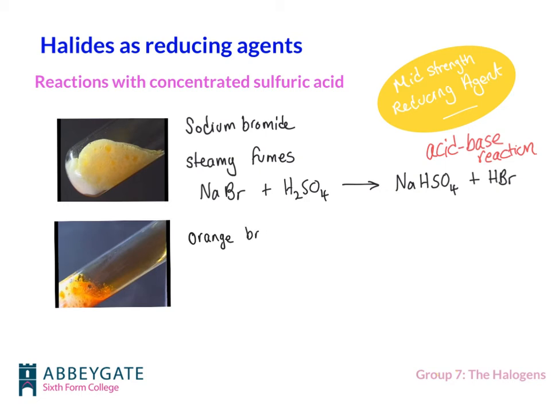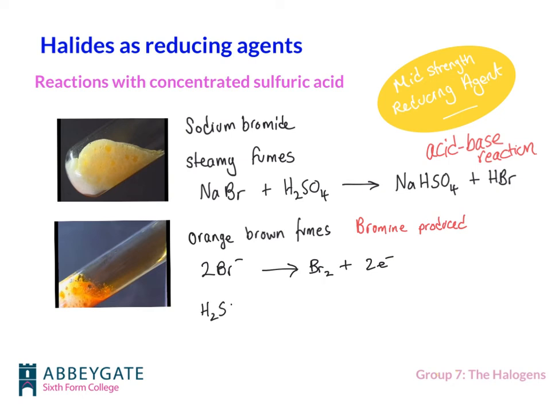But we'd also find that we get some orange-brown fumes as well as the steamy fumes, and this didn't happen last time. And these orange-brown fumes would be bromine being produced. Now, if bromine's being produced, obviously my bromide is changing from bromide to bromine, which means we've got an oxidation state change happening. So bromide is going from being Br-, oxidation state -1, to being elemental bromine, oxidation state 0. So it's losing 2 electrons, it's being oxidized, and it's acting as a reducing agent.